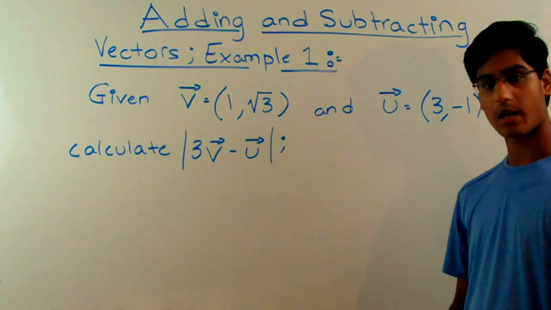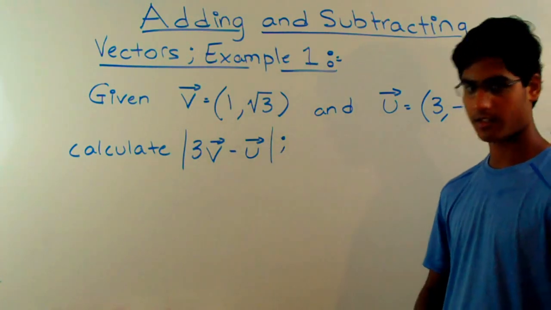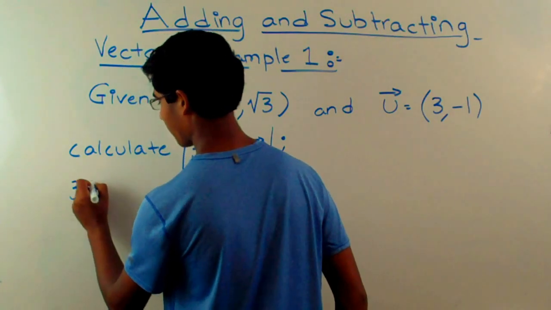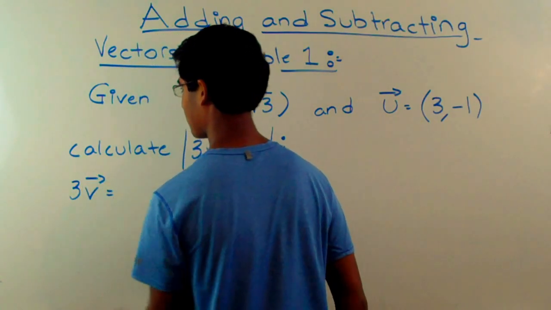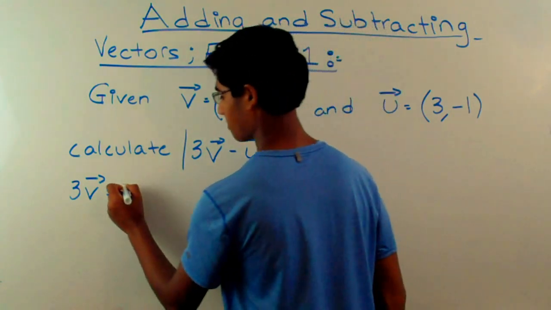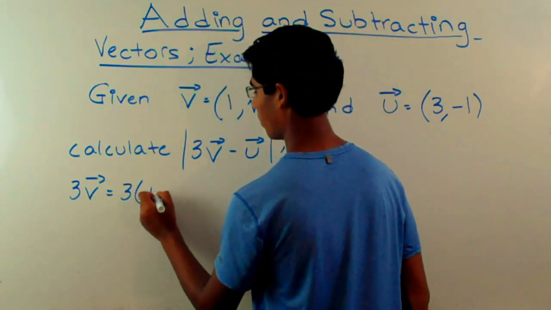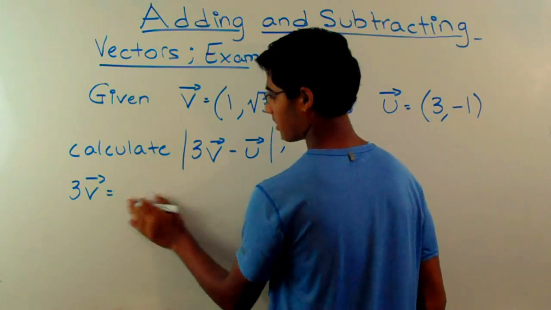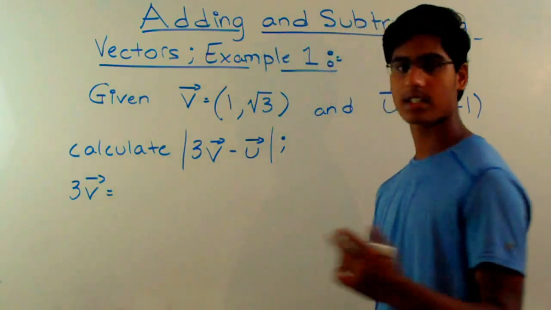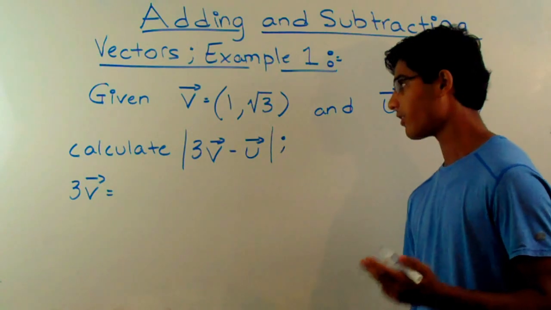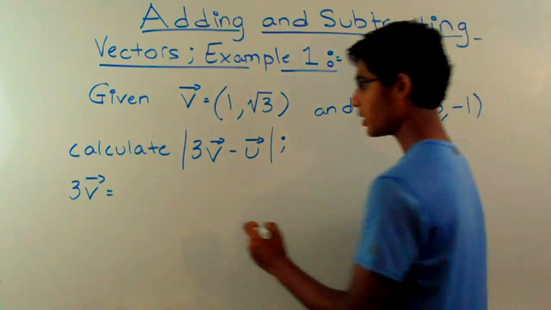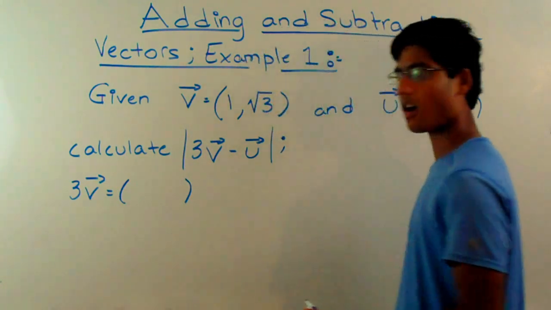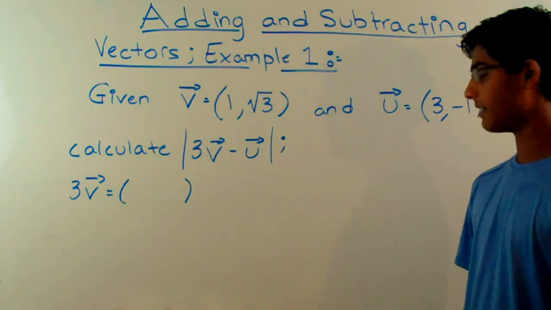So let's first start out by finding out what 3 times vector v is. 3 times vector v is equal to 3 multiplied by 1 comma square root of 3. So how do we do that? Well, this is called scalar multiplication. And with vectors, it's pretty simple. You just multiply 3, or the scalar, with each component in the vector.